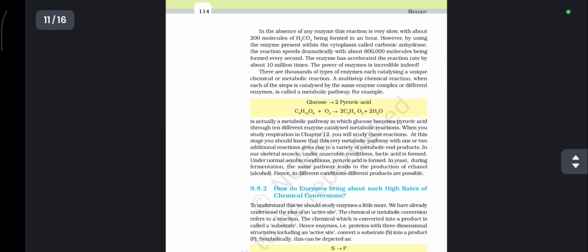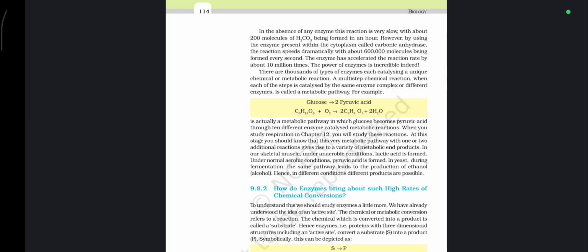In the absence of any enzyme, this reaction is very slow, with about 200 molecules of H2CO3 being formed in an hour. However, by using the enzyme present within the cytoplasm called carbonic anhydrase, the reaction speeds up dramatically, with about 600,000 molecules being formed every second. The enzyme has accelerated the reaction rate by about 10 million times. The power of enzymes is incredible indeed.